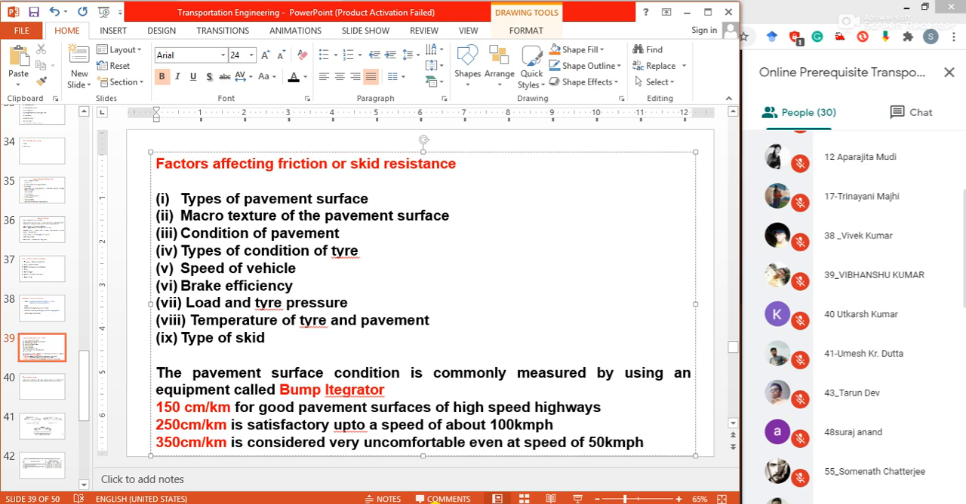250 centimeter per kilometer is satisfactory up to a speed of about 100 km per hour. 350 centimeter per kilometer is considered very uncomfortable even at speed of 50 km per hour. These are the unevenness index, which are actually the range of the pavement. Okay, these are the values. With reference to these values, we can understand the unevenness of the pavement surface.